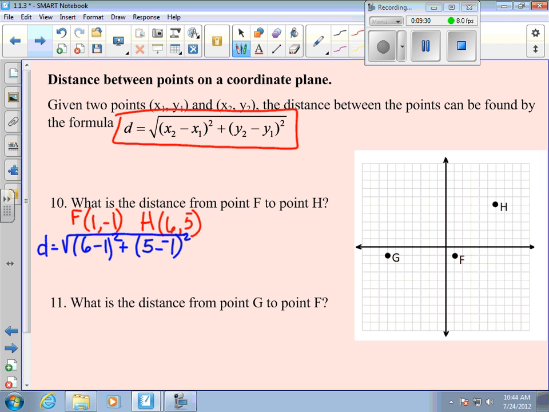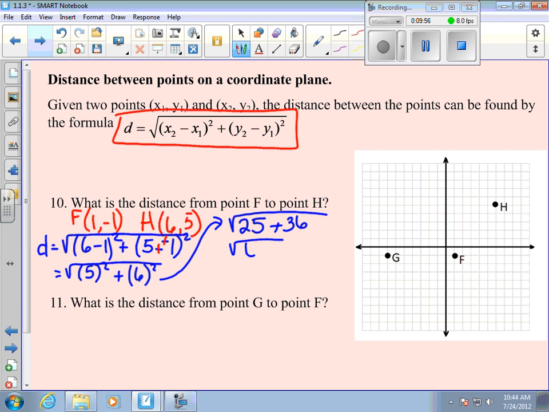Now pay attention, minus a negative, we can double slash so that it becomes a positive. So now our distance becomes the square root of 5 squared plus 6 squared. Okay, I'm going to head up over here so I have a little more space. So we still are continuing with our square root. 5 squared is 25 plus 6 squared is 36. 25 plus 36 gives us 61, and the square root of 61, I'm going to round, so I'm going to use my approximately, is 7.8. So my distance between point F and H is going to be 7.8.